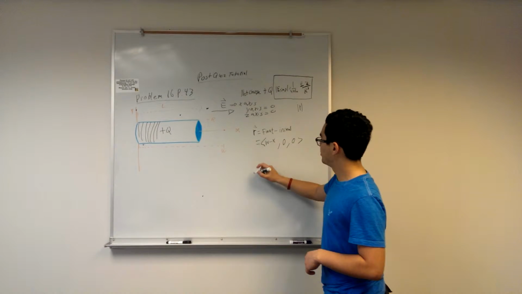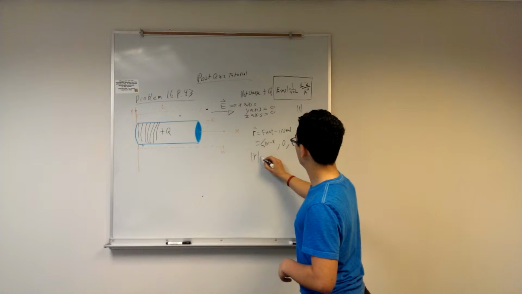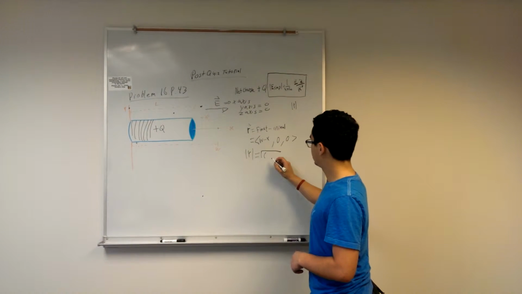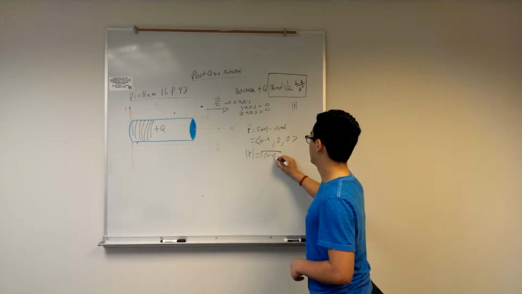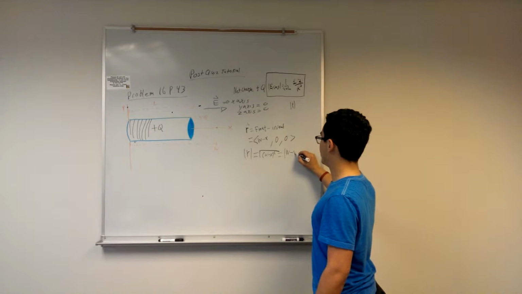Now that we have that, we can proceed to find the distance, the r magnitude, which is equal to the square root of all components squared, which in this case is just this. So it'll just be the absolute value of W minus x.